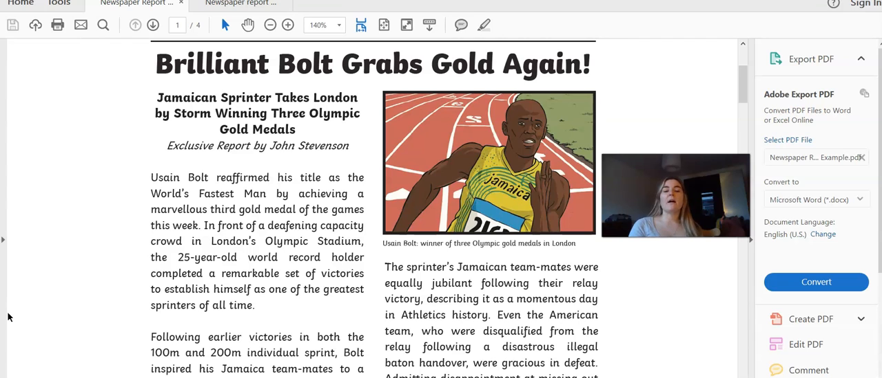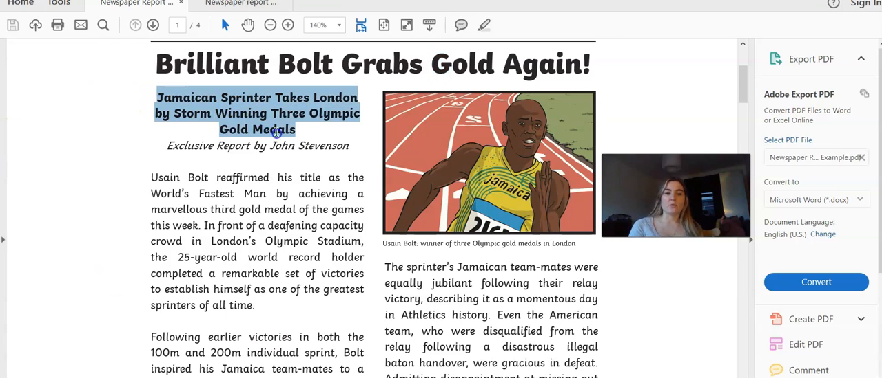Now we've got a really eye-catching headline. It is in bold, and we have got "Brilliant Bolt grabs gold again." So as you can see, there's also alliteration in there, which means that the words have used the same letter at the beginning. And it just helps with the way it's said. It sounds smooth and quite catchy.